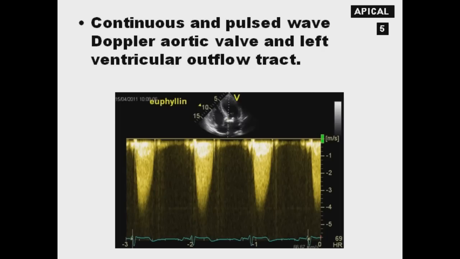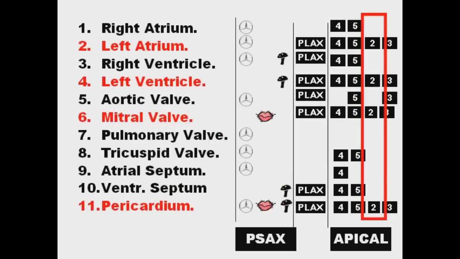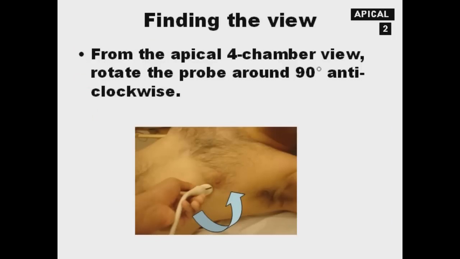The 2 chambers view is an accessory view, but provides additional information about the anatomy and function of the left chambers. Although the spectral Doppler of the mitral valve is usually made in the 4 chambers view, it may also optionally be taken in this view. Left atrium, left ventricle, mitral valve, and pericardium are the cardiac structures in this table that can be seen in the 2 chambers view. From the 4 chambers view, rotate the transducer 90 degrees until the right cavities are no longer in the image.